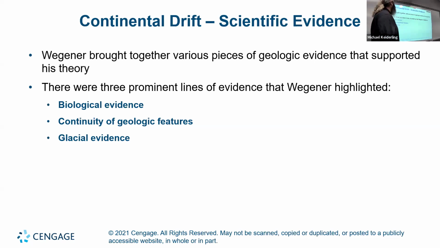So Wegener brought together various pieces of geologic evidence that supported his theory. There are three prominent lines of evidence that he highlighted. Biological and paleontological evidence: animals on opposite continents that are very similar, and also fossils that were the same. Continuity of geologic features and glacial evidence.